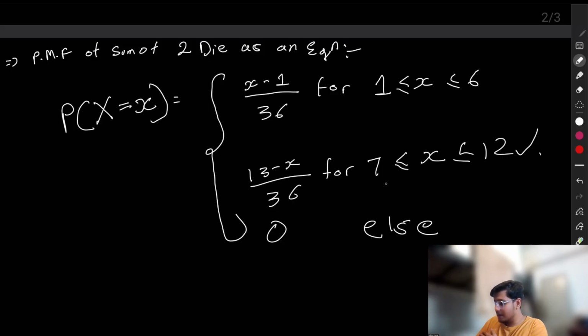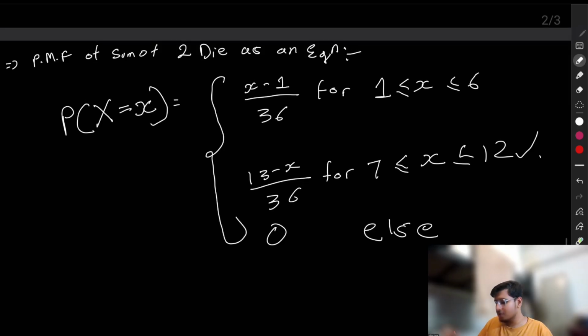Because 7 lies here in the bottom part of the equation. So what is the probability that the sum of two dice equals 7? Let's put here 13 minus 7 upon 36, which is 5 by 36. I think so. Oh yeah, 5 by 36.